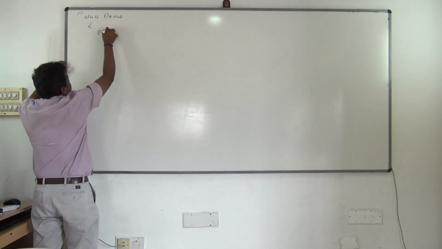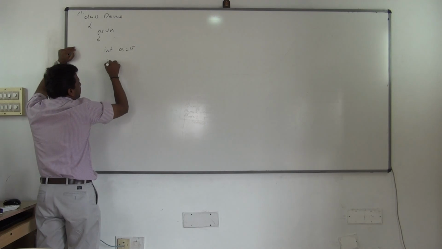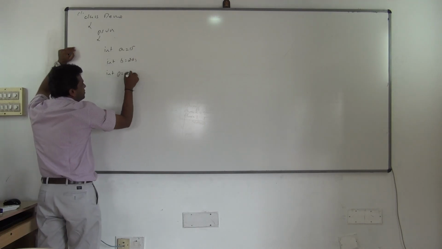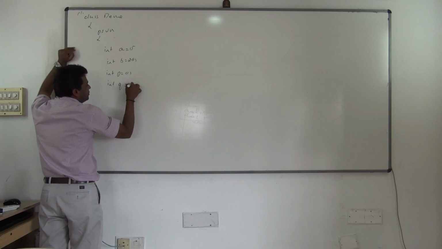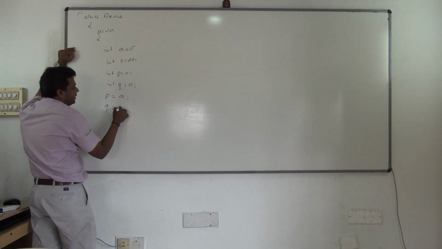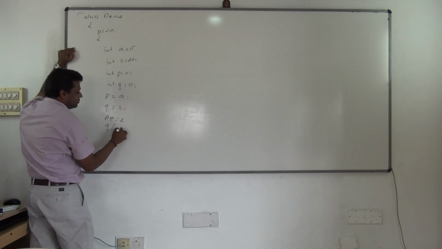Class demo, PSVM, see this. First we'll work with local scope. Int A is equal to 15. Int B is equal to 20. Int P is equal to 0. Int Q is equal to 0. I want to assign the value of A to P. Fine, this is how you do it. And now you modify P *= 2, Q /= 2.